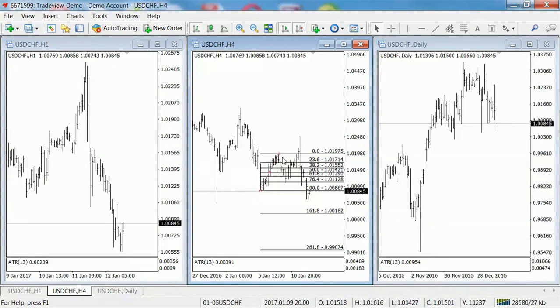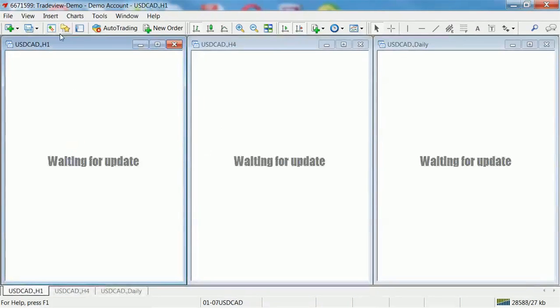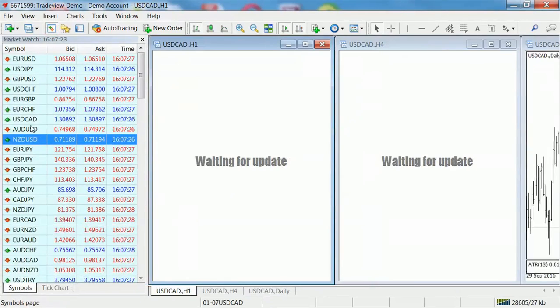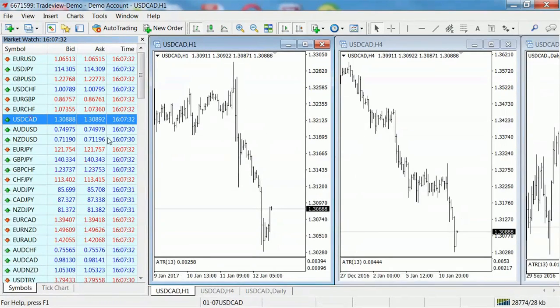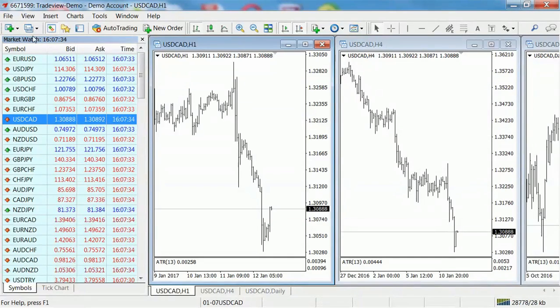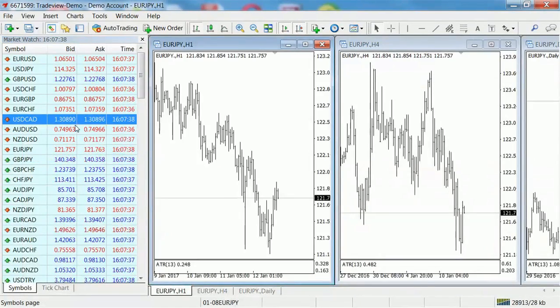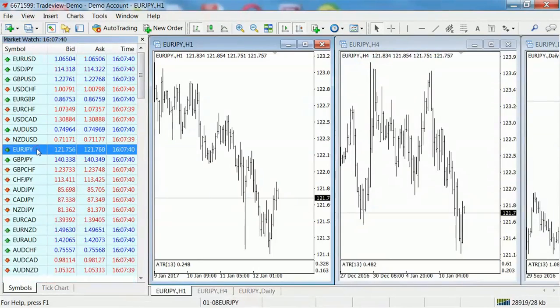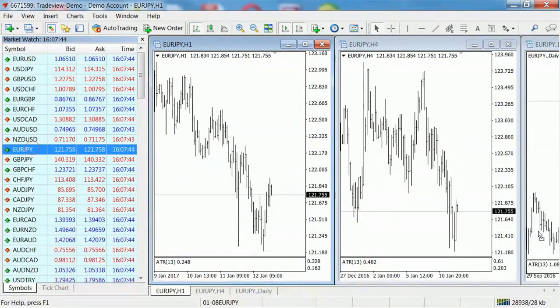So let me see if we've got some other example. This is very simple, I'm telling you. You've got to master this system before you try any other. Why? Because this is market basics.